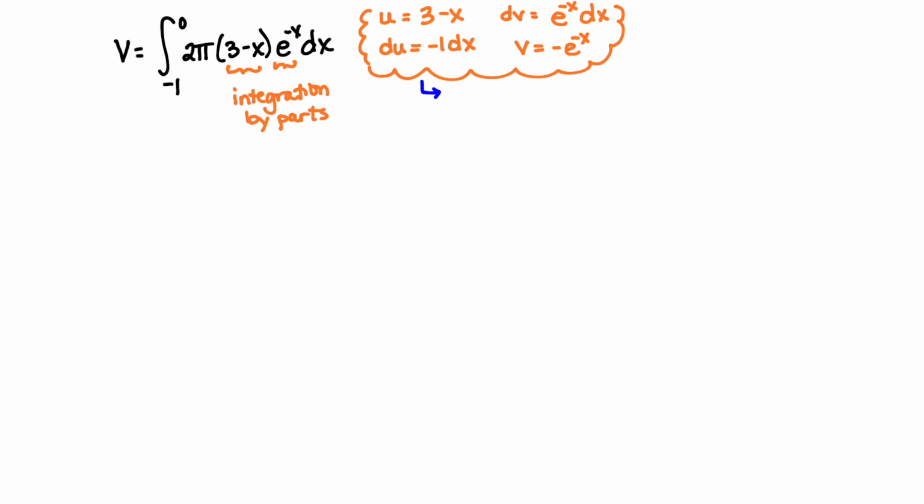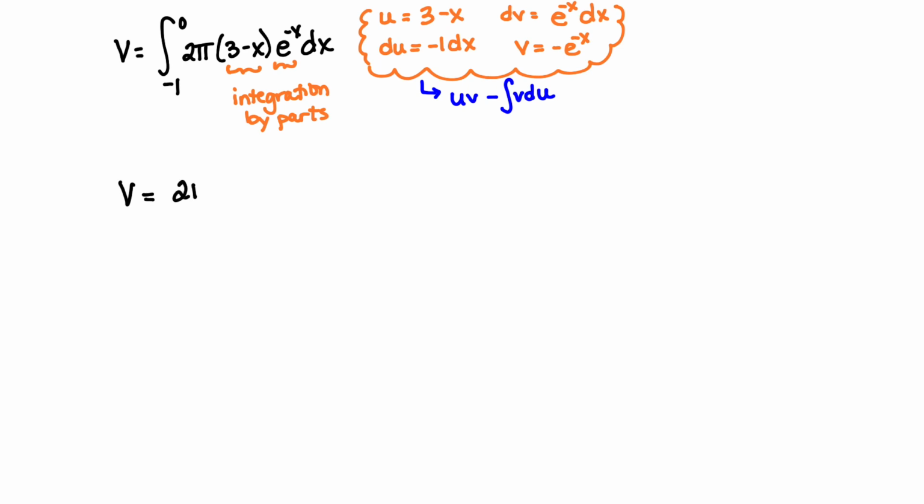The integral of u dv is uv minus the integral of v du. So we want to convert into uv minus the integral of v du. And so let's rewrite our integral.